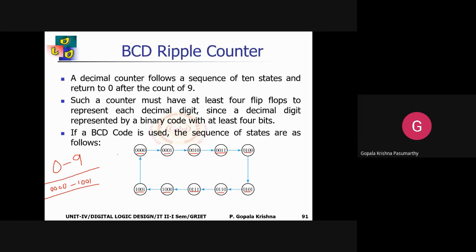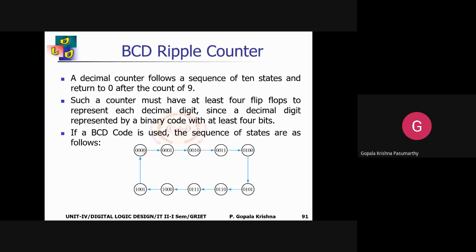Now we will see how we do this. Since it is a ripple counter, there is no common clock. We have to observe the patterns. We have to observe when the flip flops get complemented. I am using 1, 2, 3, 4 flip flops. Yes or no? Because in a state diagram, every bit represents a flip flop.